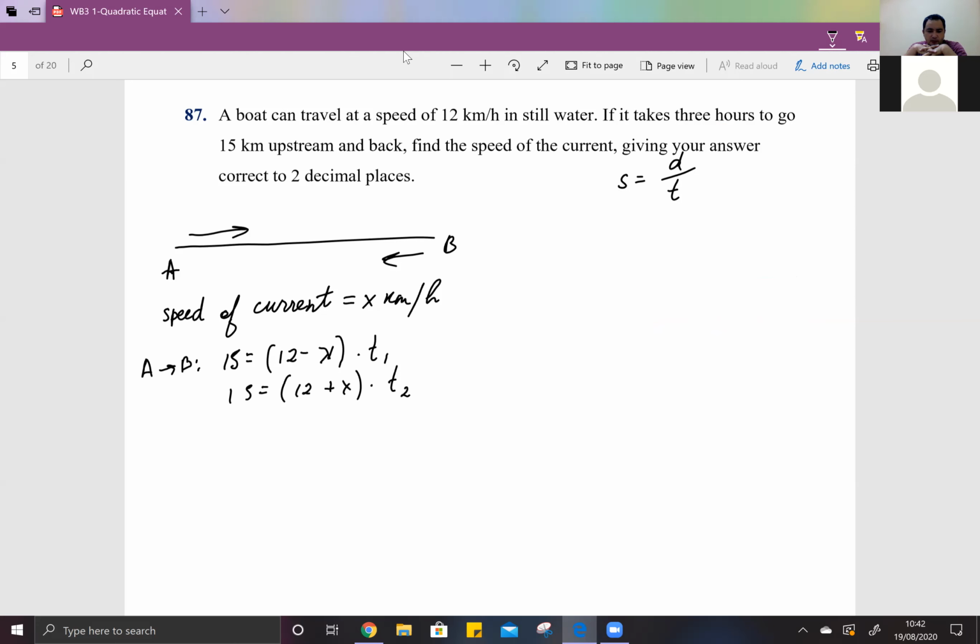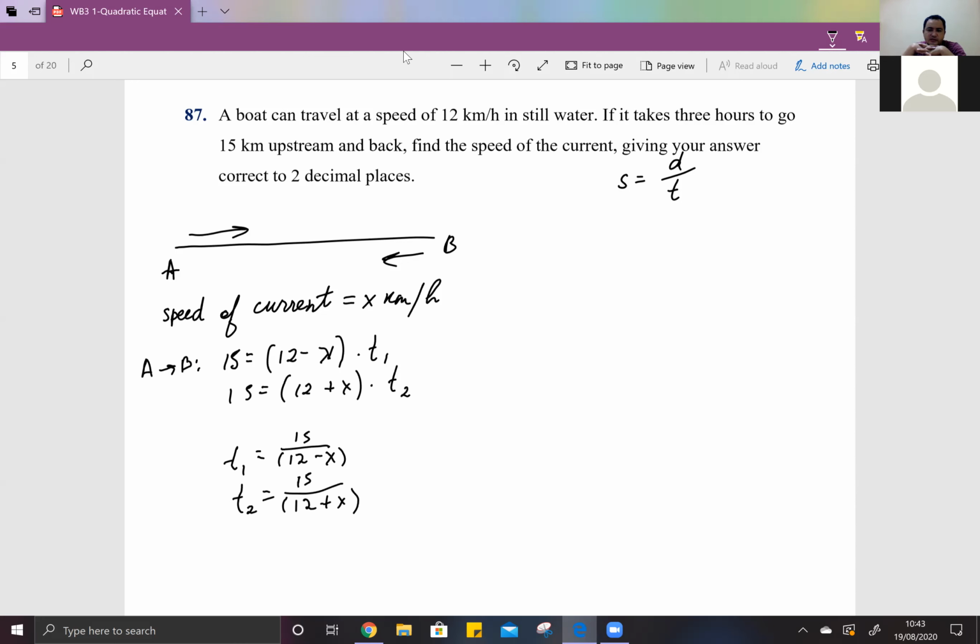Are you thinking, Amira? No, from the first equation, can you find T1? What is T1? T1 equals 15 over 12 minus X, right? Okay, let's write it. T1 equals 15 over, and from the second equation, what is T2? T2 equals 15 over X.